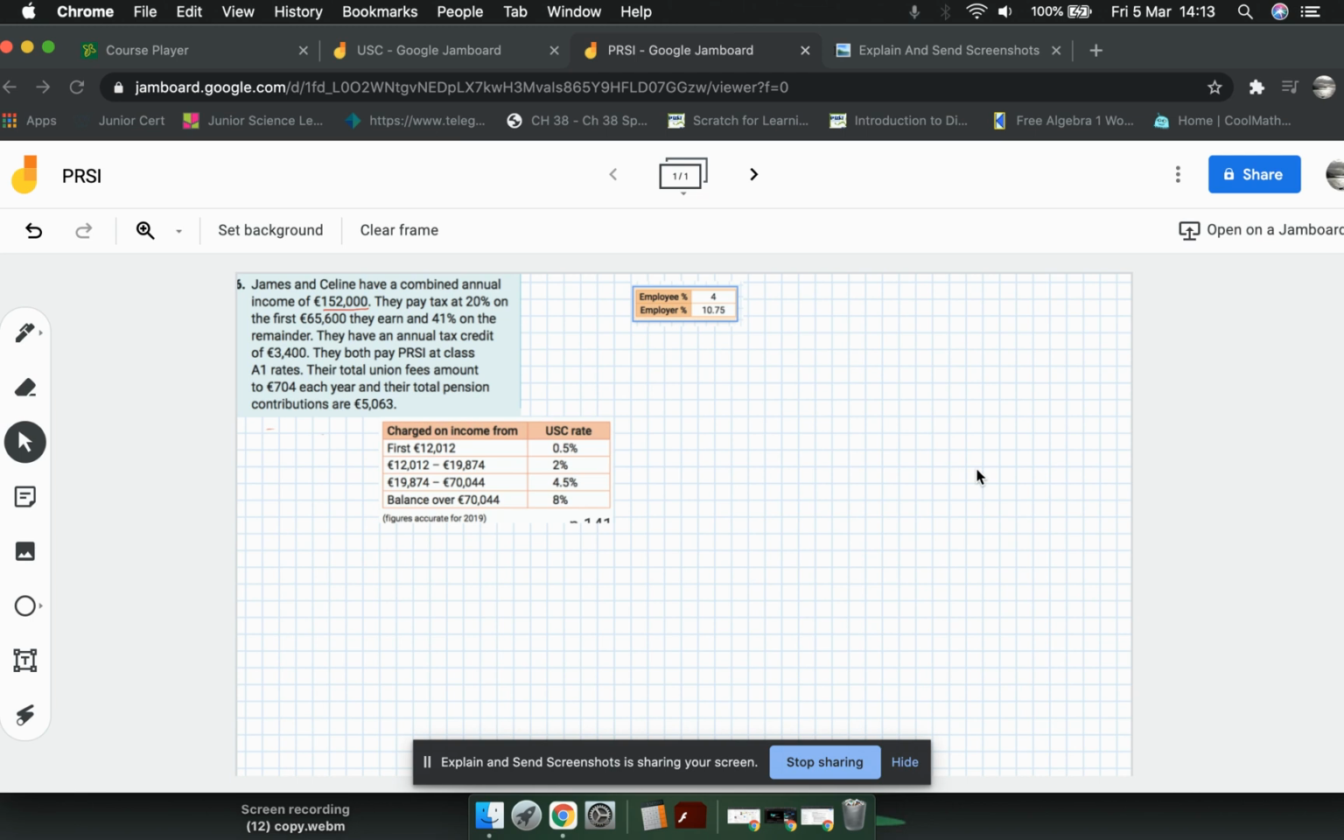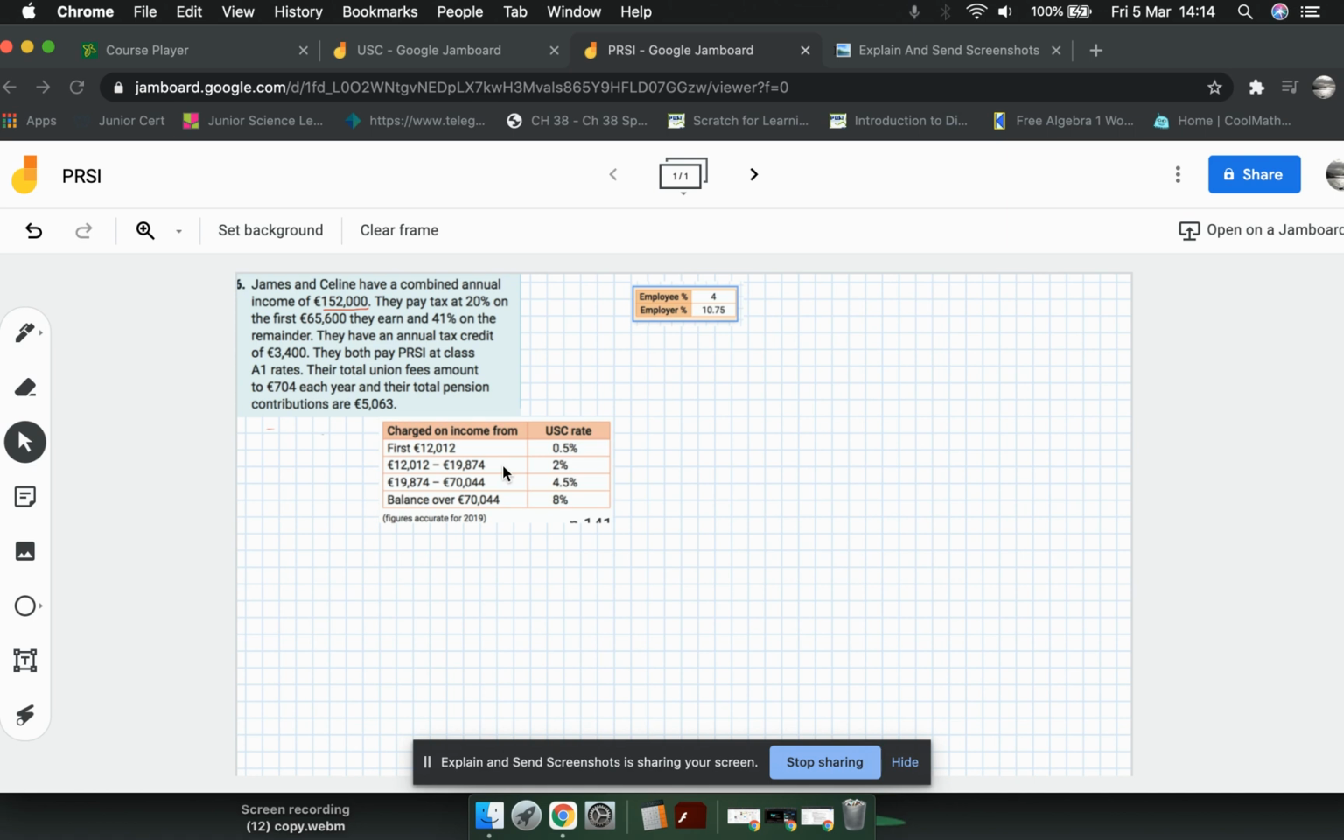Okay, so you might recall, first of all, before we do any more, universal social charge is a tax charged by the government on everyone's income. It was brought in a few years ago, and there are different rates depending on how much income you earn. This is found in your book, so these are the charges in Ireland: 0.5%, 2%, 4.5%, and 8%.